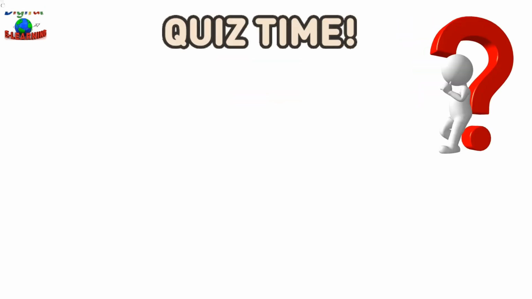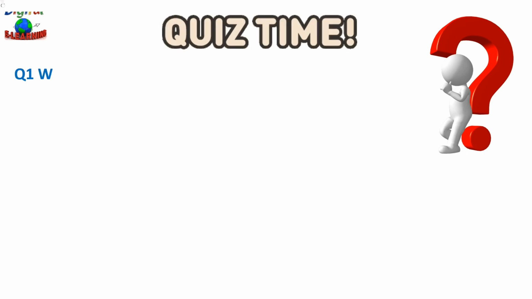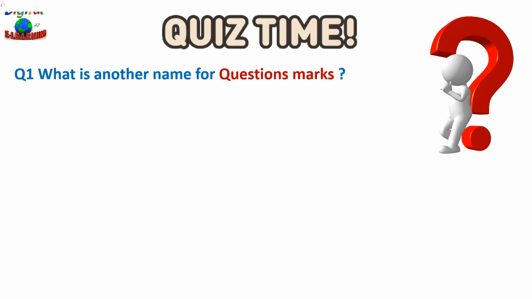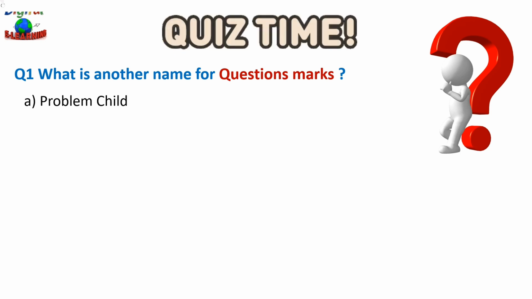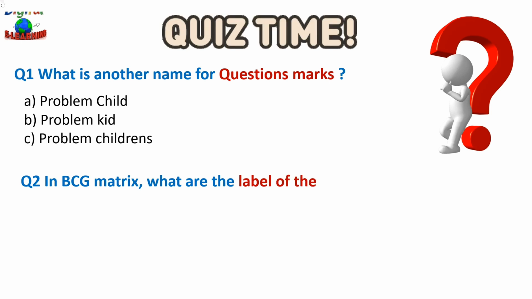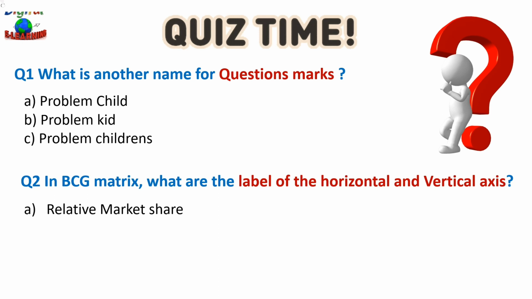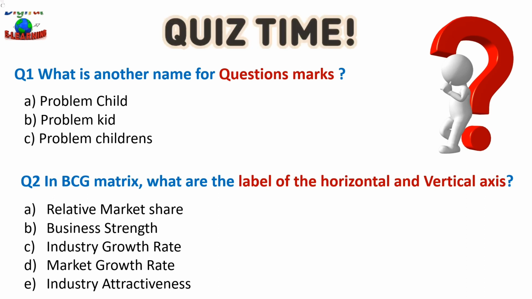Now is the quiz time. If you are still watching this video, please try to answer these two questions. First question: what is another name for question marks in the BCG matrix? Is it problem child, problem kid, or problem children? The second question: in the BCG matrix, what are the labels on the horizontal and the vertical axis called? Is it relative market share, business strength, industry growth rate, market growth rate, or industry attractiveness?